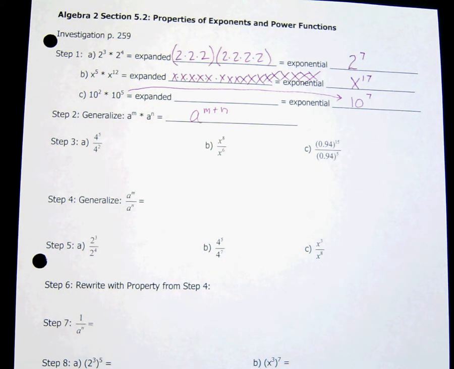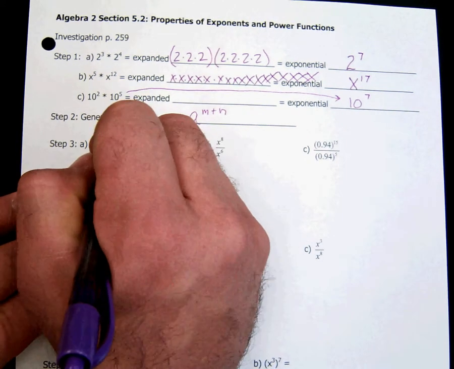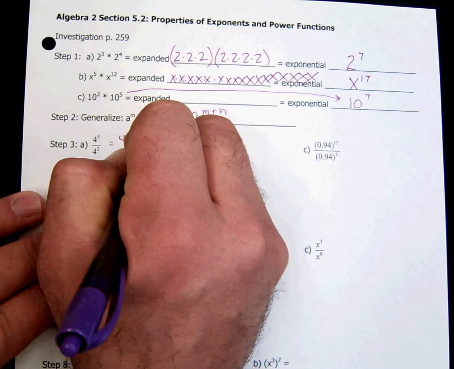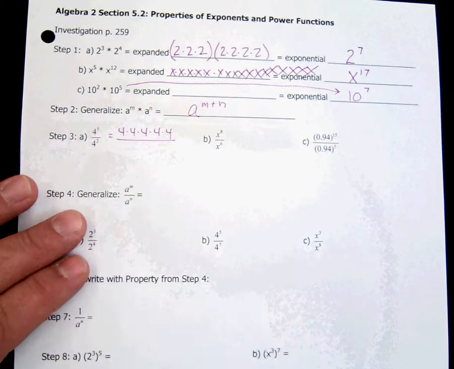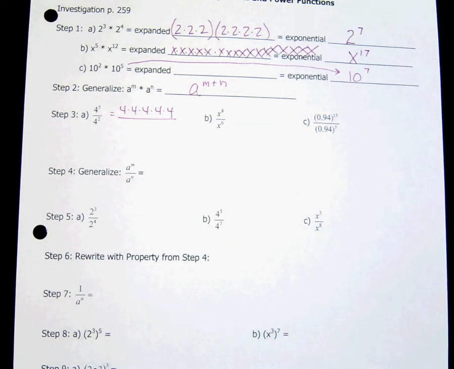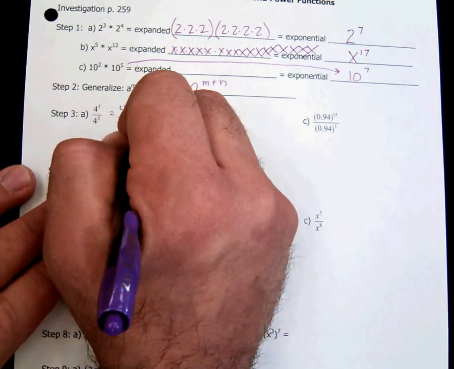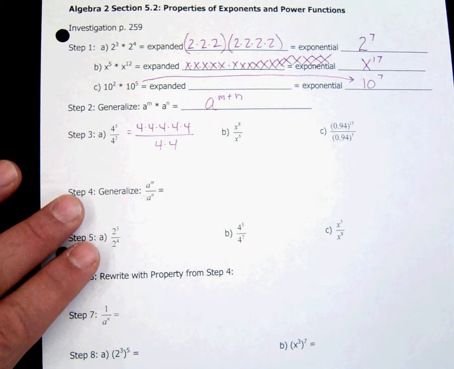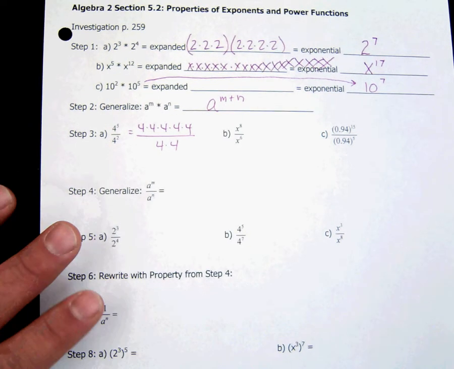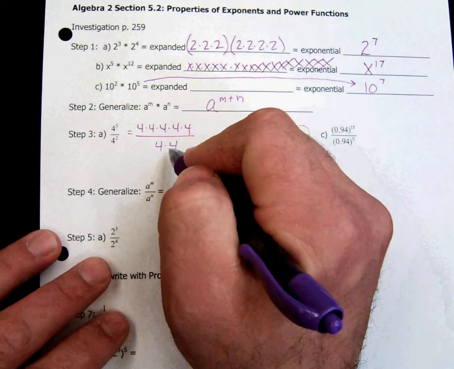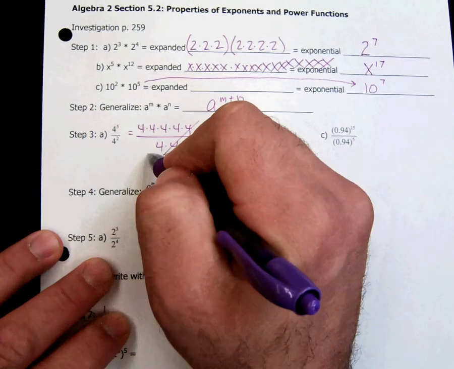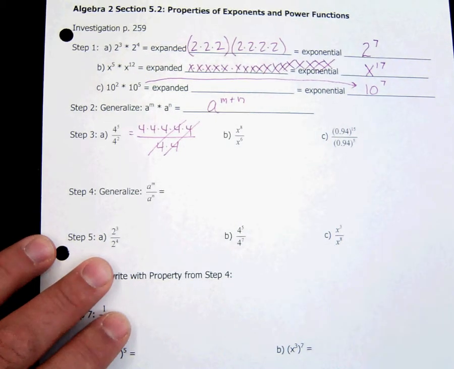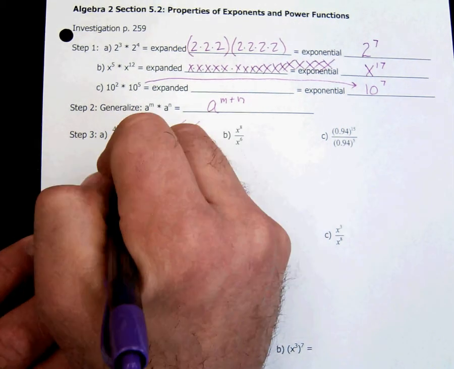So here we go. Step 3a, 4 to the what over 4 to the what? How many 4s are on top? 5. 4 times 4 times 4 times 4 times 4. On the bottom, how many are there? 2. What can you do next? Cross off some of them or cancel some of them out. This 4 can divide out that 4. This 4 can divide out that 4. And how many are left? 3. 4 to the third.